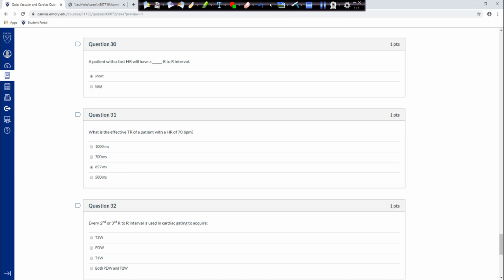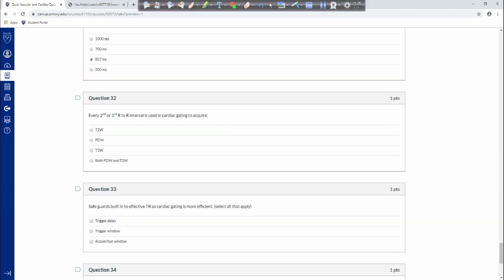All right. Next one, we already answered this. As we start to get multiple R-to-R intervals, it gives us longer TRs. Longer TRs are always associated with T2 and proton density. Short TRs associated with T1. Remember, proton density is a long TR, short TE. T2 is long TR, long TE. T1, short TR, short TE. So as our TR gets longer, you get more proton density and T2 weight.